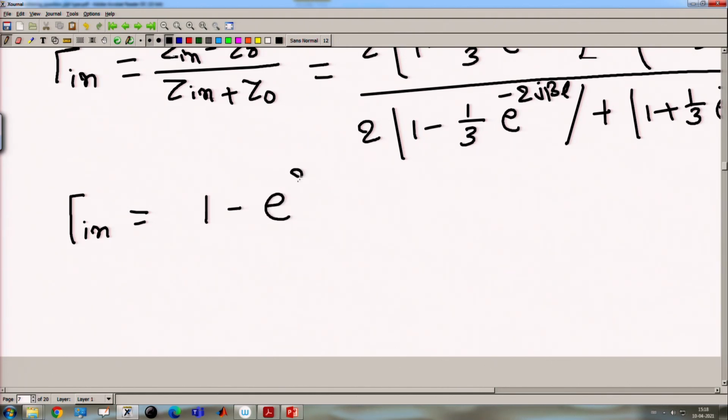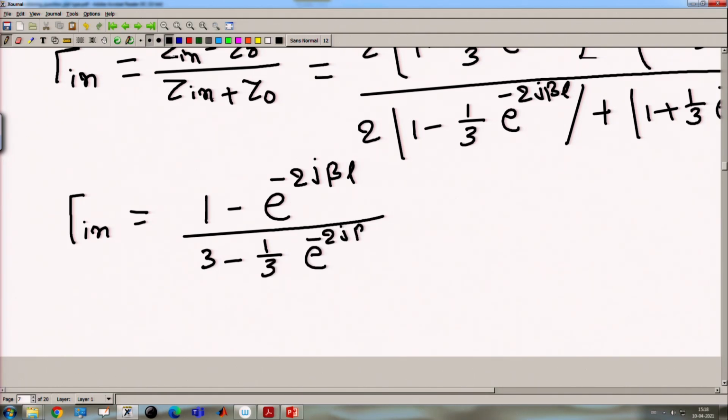(1 minus e to the power minus 2j beta L) divided by (3 minus 1/3 e to the power minus 2j beta L). So, this is the gamma in. And S11 equals S22, because this is symmetrical, and with gamma in we are seeing the impedance reflection from port 1. For S21 and S12 we have to do some calculation again.